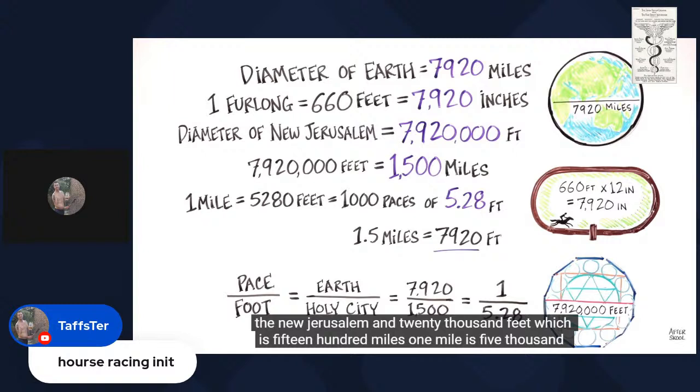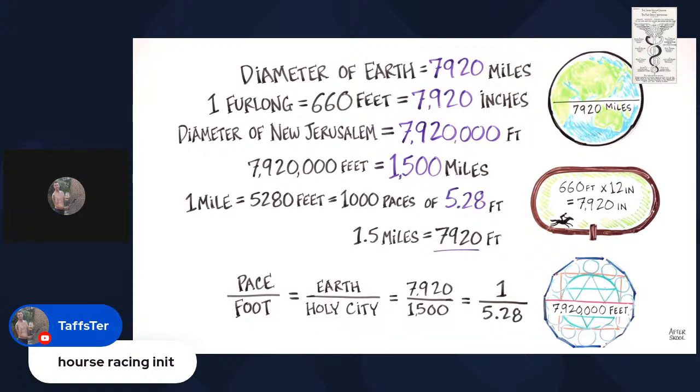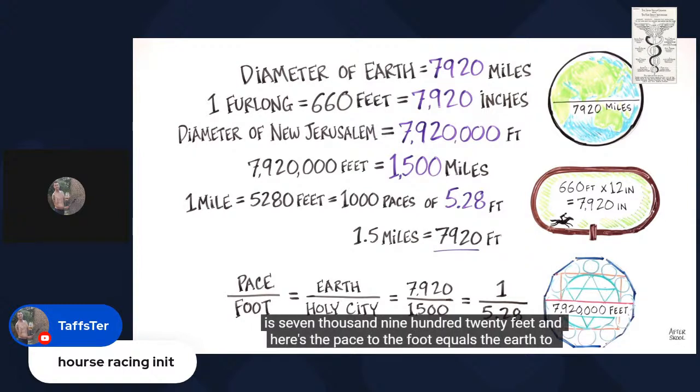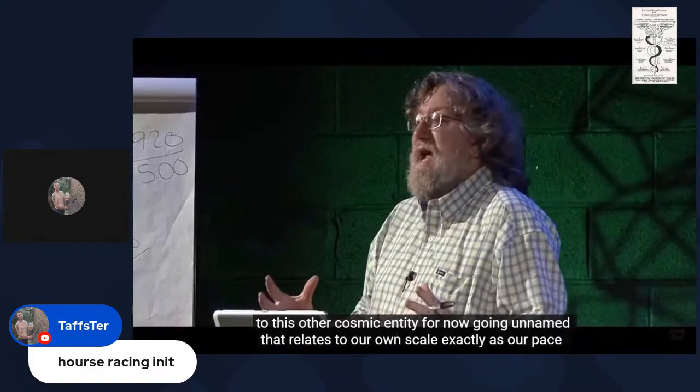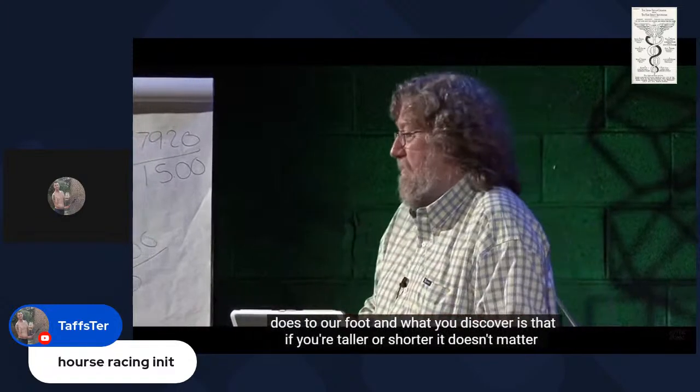1 mile is 5,280 feet, or 1,000 paces of 5.28 feet. 1.5 miles is 7,920 feet. And here's the pace to the foot, equals the earth to the holy city, which equals 7,920 to 1,500. And there's that magic ratio of 5.28 that links the earth to this other cosmic entity, for now going unnamed, that relates to our own scale exactly as our pace does to our foot.